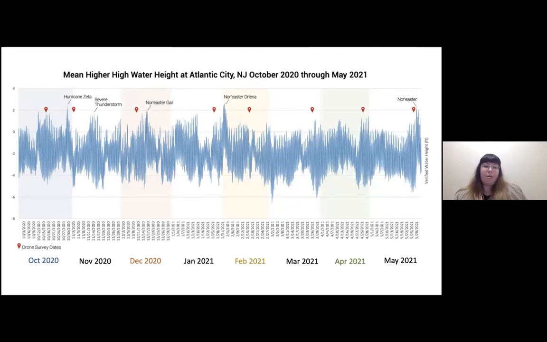So this is hourly wave data or tide data plotted over the course of the study from October to May. And so these little red symbols are our drone survey dates. And then I've also marked peaks of named storms, as named by some DEP coastal monitoring reports. So you can see there were quite a few that we were able to capture the before and after of.